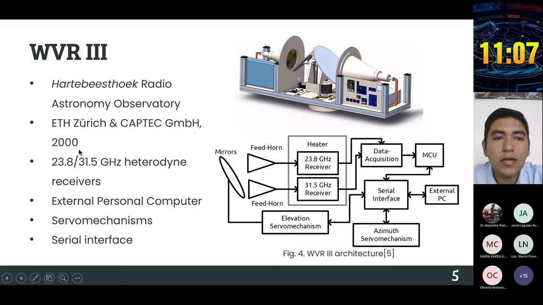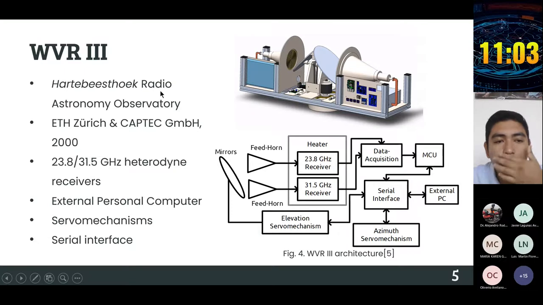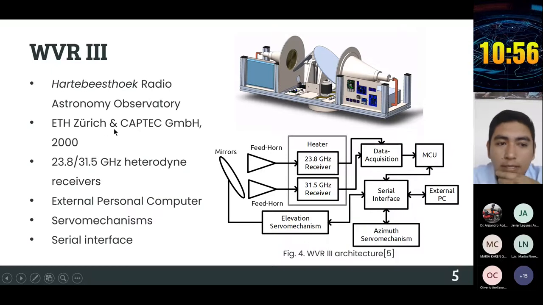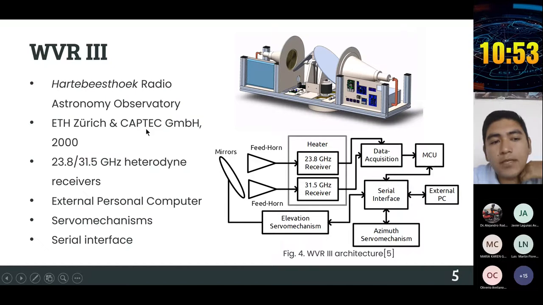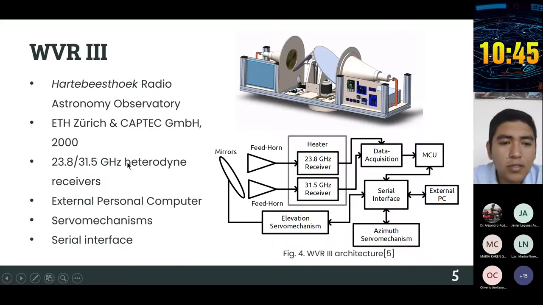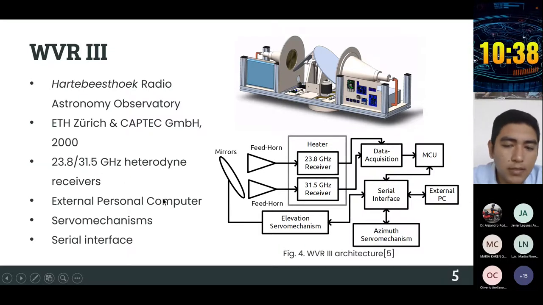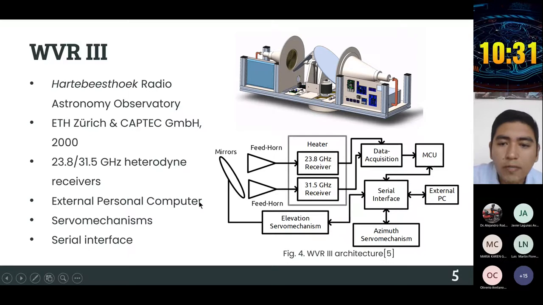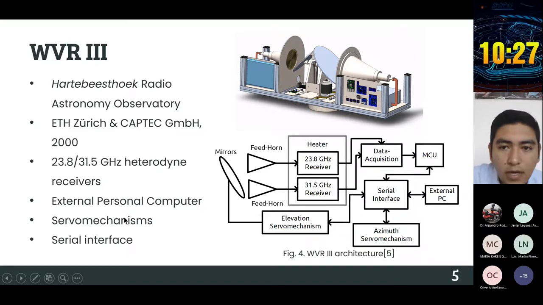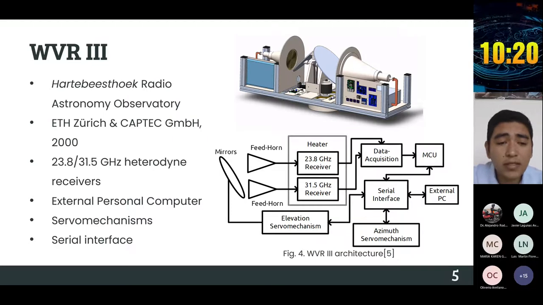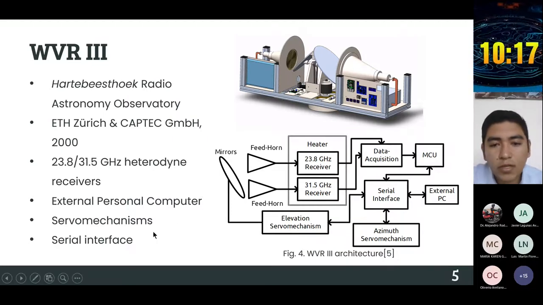And finally, this is the WBR3 radiometer, the local instrument of the Hartebeesthoek Radio Astronomy Observatory in South Africa. It was made by the Swiss Federal Institute of Technology Zurich and Caltech in 2000. Unlike the last two radiometers, this is a dual channel water vapor radiometer with the heterodyne receiver tuned at 23 and 31 gigahertz. It uses an external personal computer in order to control and monitor all the variables in the radiometer. It also has two servo mechanisms, and it uses a serial interface for communication with each component of the architecture.